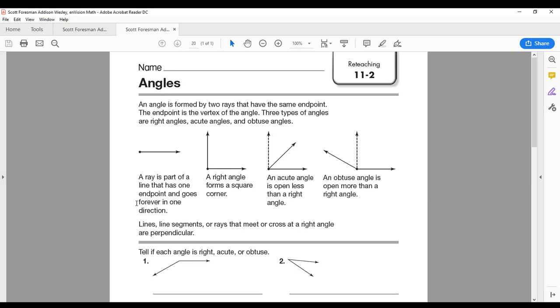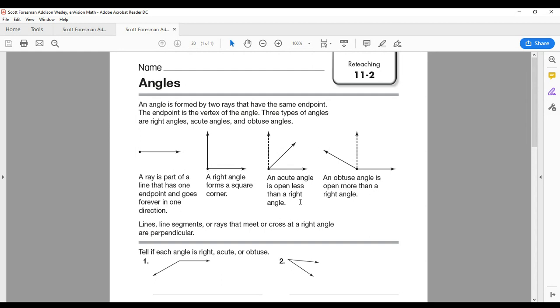So here are some definitions. A ray is part of a line that has one endpoint and goes forever in one direction. So here is the point, and you can see by the little arrow here that this ray is going to the right. A right angle forms a square corner. This is the corner. That is the vertex.